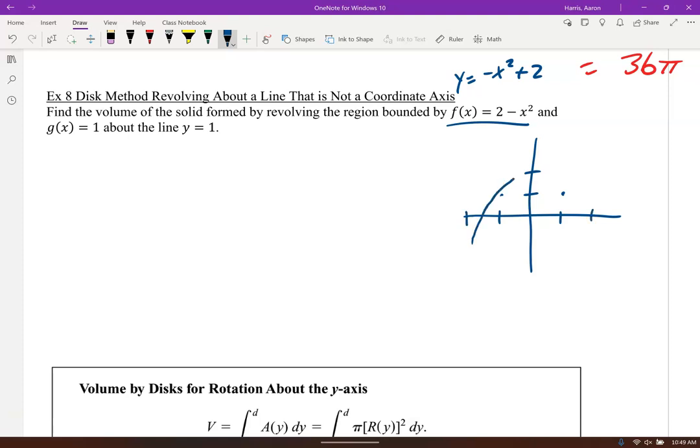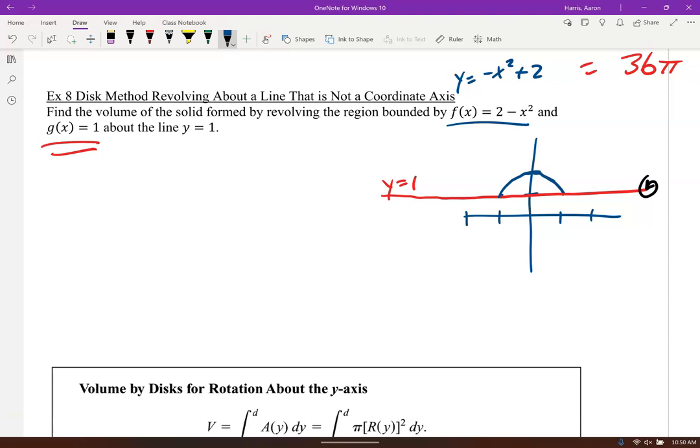I've got, here's my parabola, not drawn very well, but whatever. Anyways, we got that one, and then y equals 1. Let's draw that. Here's y equals 1. And we're going to do it about that same y equals 1. We're going to go about this line. I'm going to revolve it right around that. So let me erase some of this and draw this a little better. Let me cut this off right there.